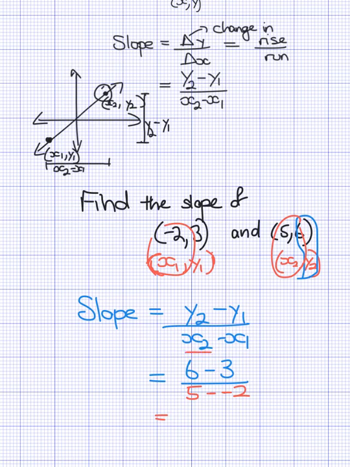See how here I had to do x2, then put the minus sign and the minus sign, and then put x1 and x1. So I ended up getting 5 minus -2. And you should remember that a minus minus equals a plus, so that's going to be 5 plus 2, which is going to equal 3 over 7. So that's how we find the slope.